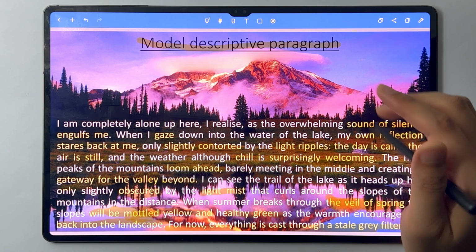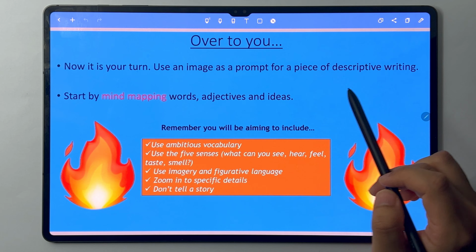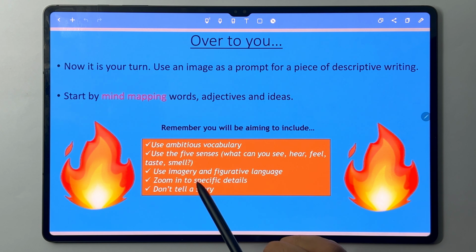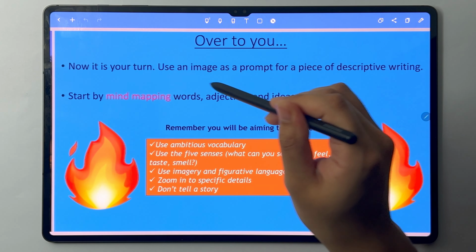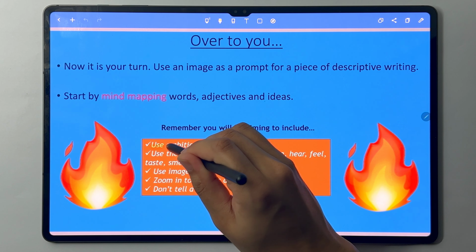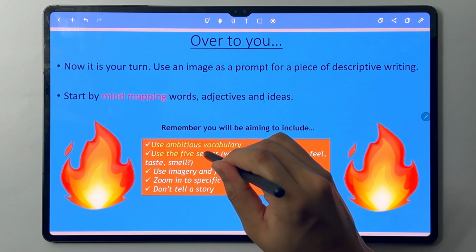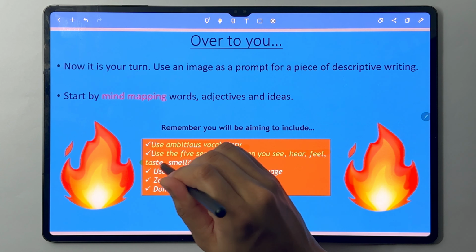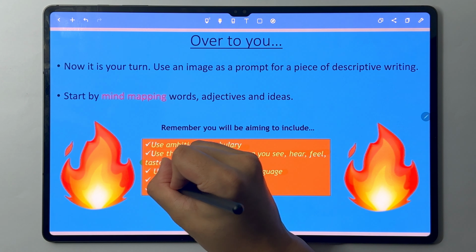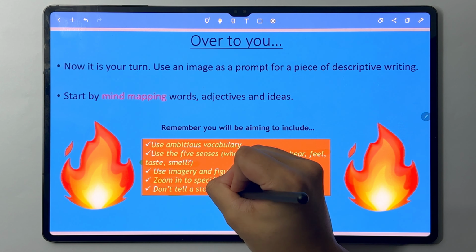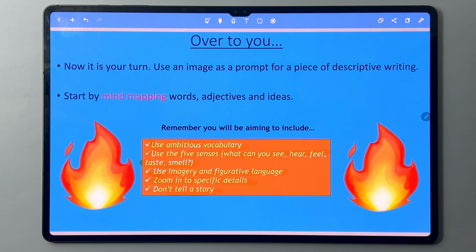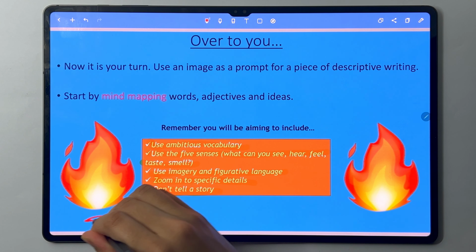So what I would suggest right now is it's over to you. So use an image as a prompt for a piece of descriptive writing. You may start by mind mapping words, adjectives and ideas. And remember, you'll be aiming to include the following. So use ambitious vocabulary, use your 5 senses. So what can you see, hear, taste and smell? Use imagery and figurative language. Zoom into specific details and don't tell a story. So if you follow these 5 to 6 top tips, your answer hopefully should be a fire description.